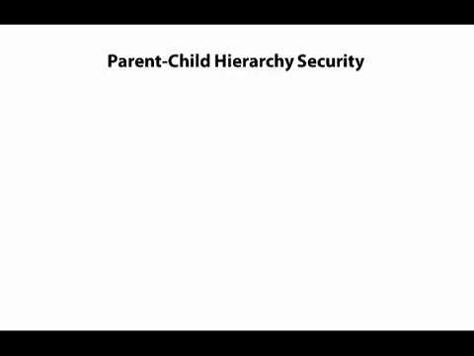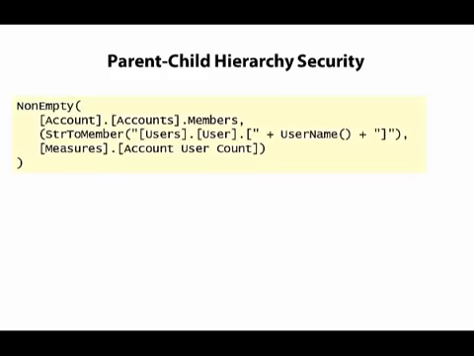When we want to apply security to members in a parent-child hierarchy, we can find it a bit more challenging to define the right set expression for allowed members. First, let's look at what happens when we try to impose security to limit access to specific members of the hierarchy using the same type of dynamic security approach we saw earlier in this module.